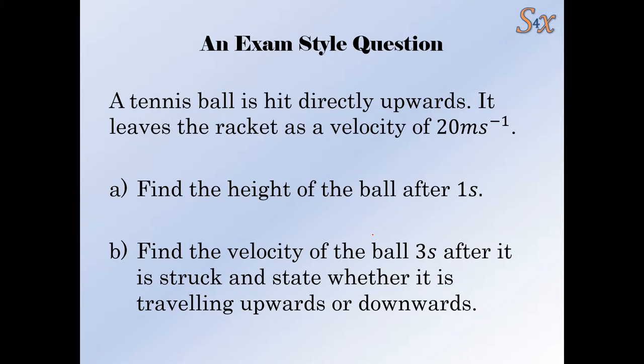It leaves the racket at a velocity of 20 meters per second. And we're assuming the racket's at ground level, by the way. We want to find the height of that ball after 1 second. And then we're going to find the velocity of the ball 3 seconds after it's struck and state whether it's traveling upwards or downwards. So that's a good test if you've got your sign convention the right way, if you've got your positives and negatives right.